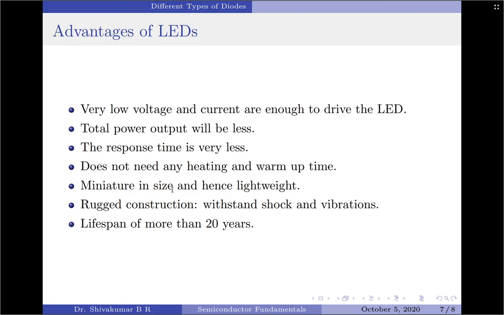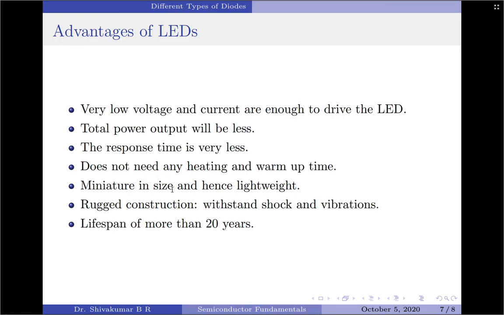It is miniature in size and hence can also be very lightweight. It is very rugged in construction and hence can withstand shock as well as vibrations. Lastly, an LED has a lifespan of more than 20 years, which is significantly higher than the old generation incandescent bulbs.